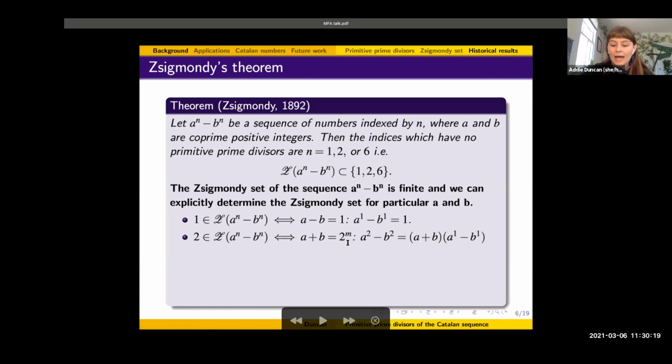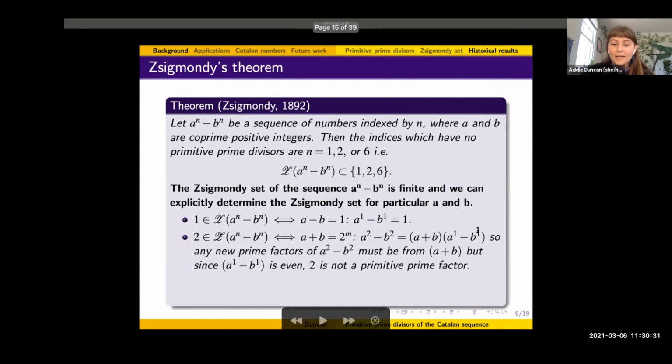But remember, we said that a plus b is a power of 2. So its only prime factor is 2. And so if 2 is primitive, it means that 2 can't appear in the first term. But it turns out that if a plus b is a power of 2, then a minus b is even. And with a little algebra, you can see that. And that means that 2 is not a primitive prime factor of the second term. It's actually a primitive prime factor of the first term. So this is when 2 is in the Zsigmondy set.